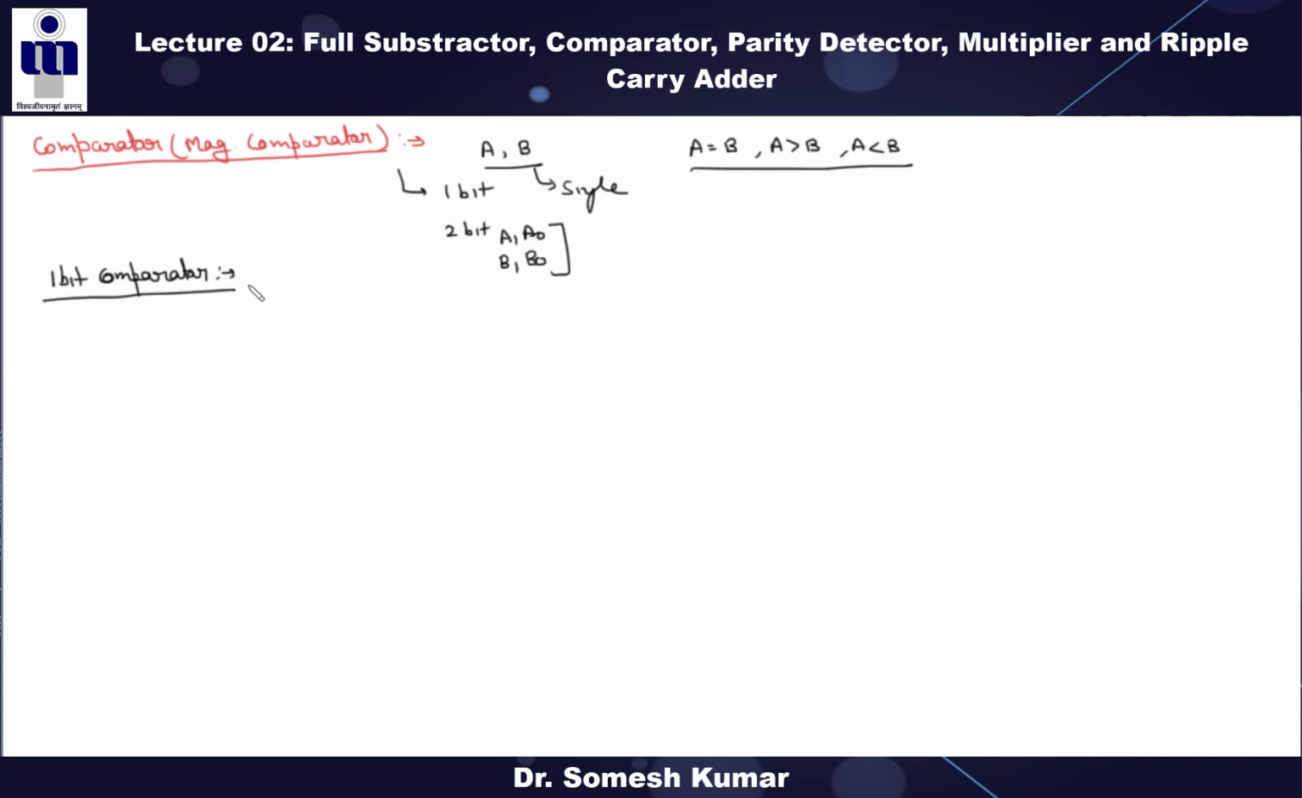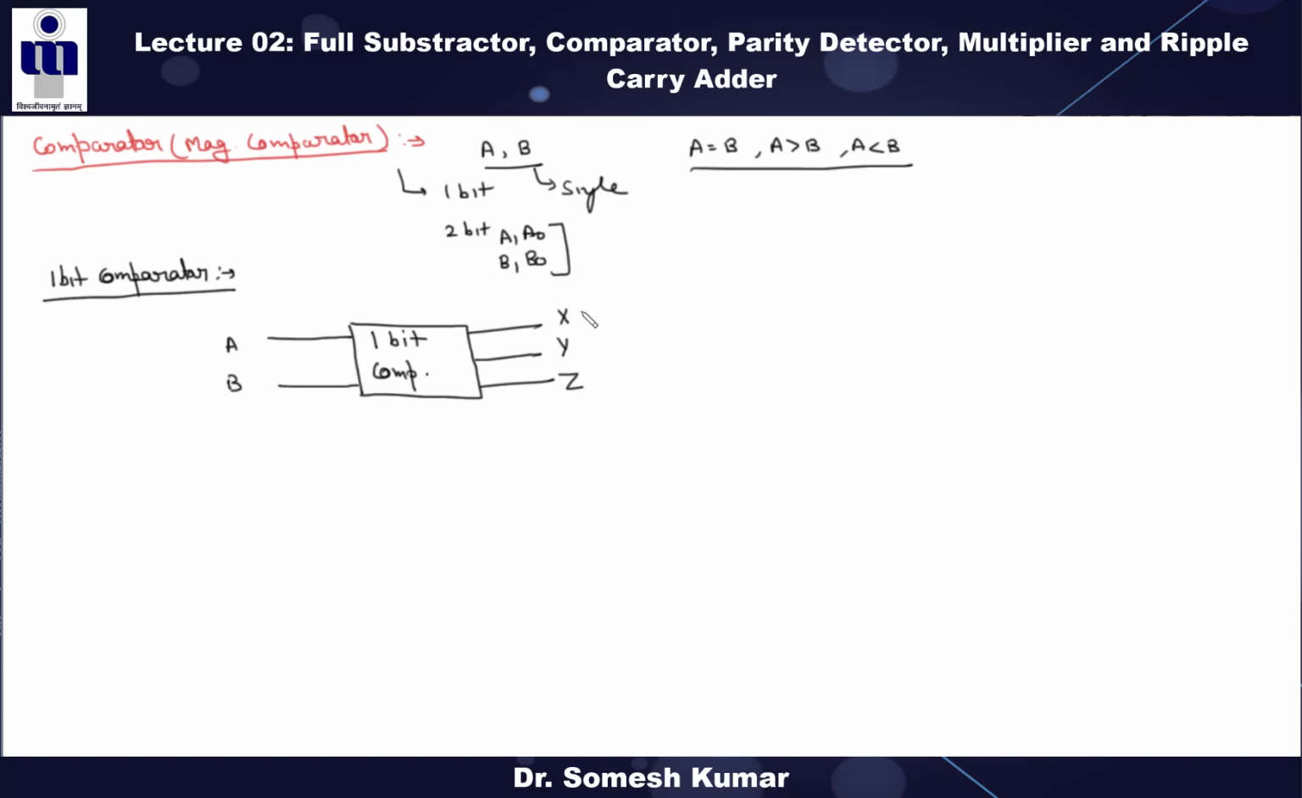So we follow similar steps to design any combinational circuit. First, you have to find out the number of inputs and outputs. Here, in the 1-bit comparator, there are two inputs, A and B. How many outputs are there in this case? There are three outputs, so you can say X, Y, Z.